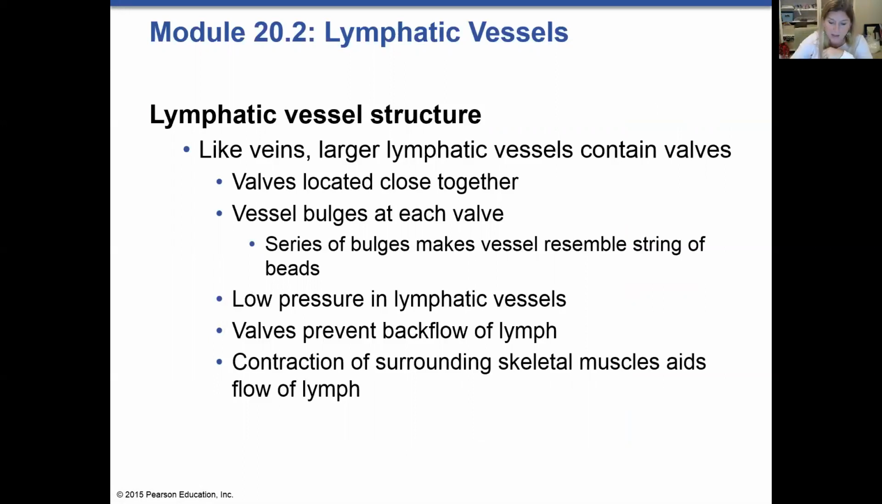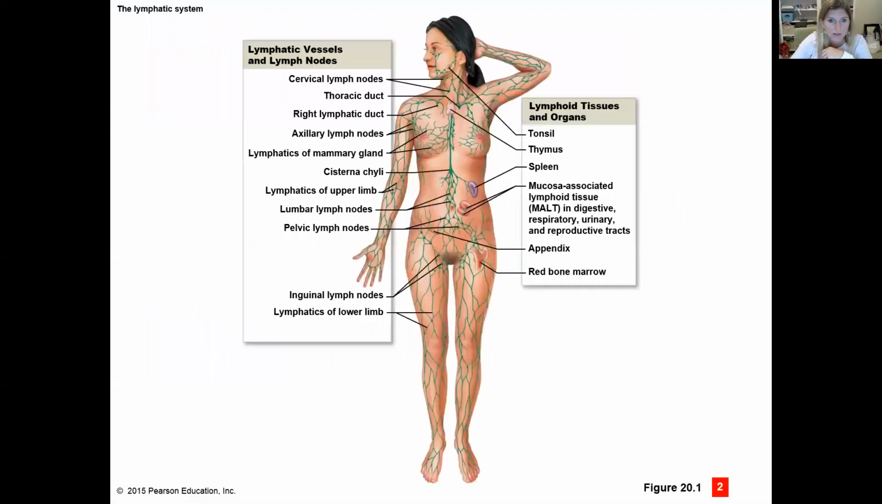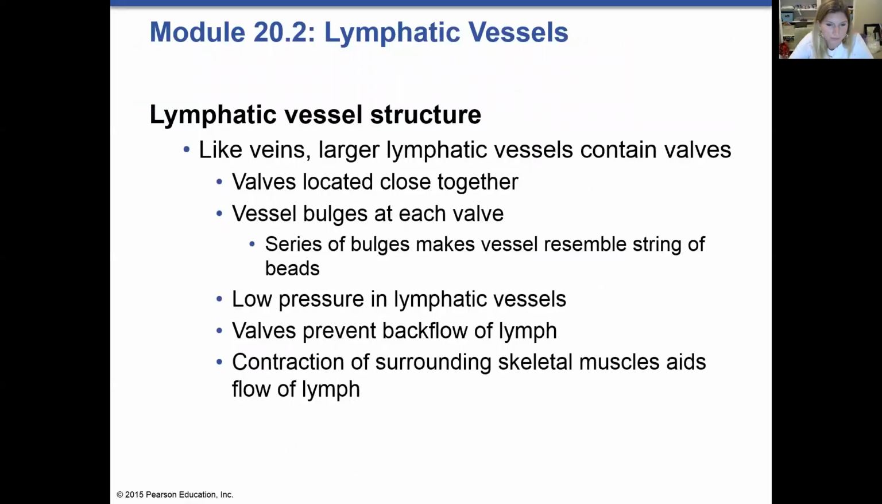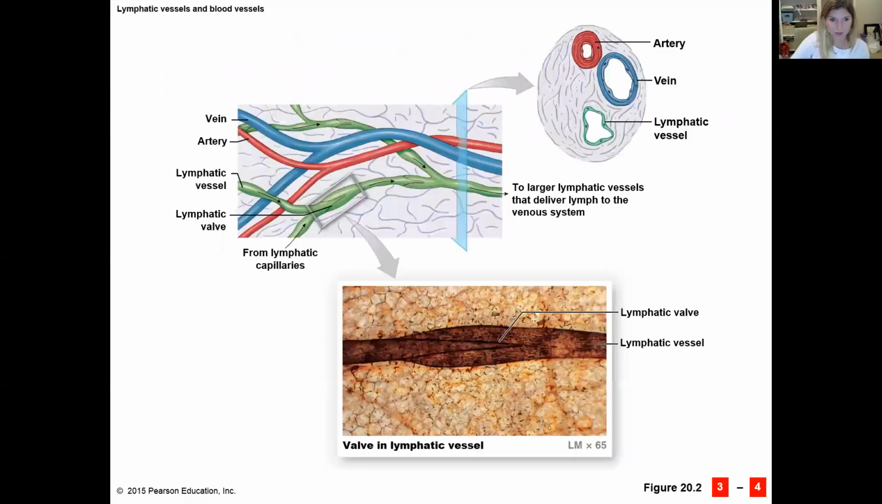And maybe I will flip back to this picture here, and you can see a little bit. Well, those are the lymph nodes, but if we were to zoom in on these vessels on her legs here, you would see that they almost look like little beads, and that's because those valves bulge a little bit. So the valves prevent that backflow of lymph, just like the valves in our veins, and the contraction of the skeletal muscles pushes that lymph through, just like in the veins. There's the bulges.